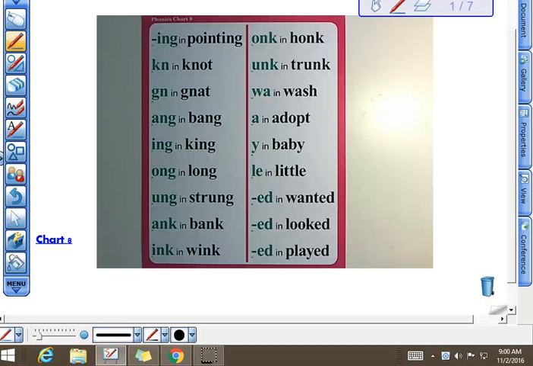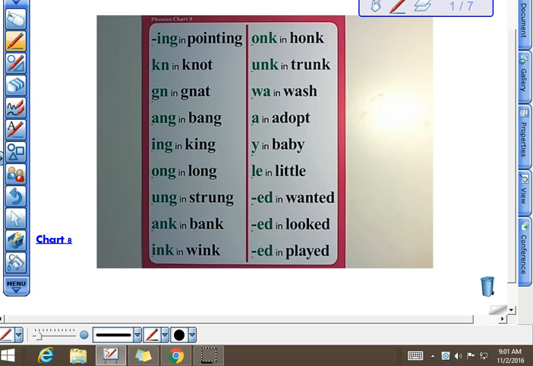Okay, good morning. Today we're going to look at chart number 8. We're going to be doing that soon in our handbook for reading. So if you're at home, you might want to go check out the YouTube on my channel for chart 8 and do chart 8 at home.